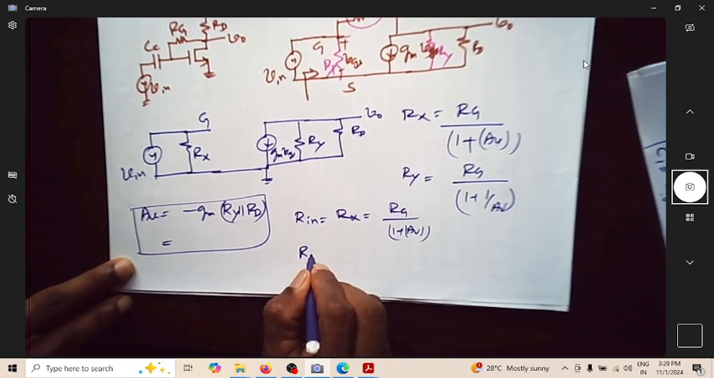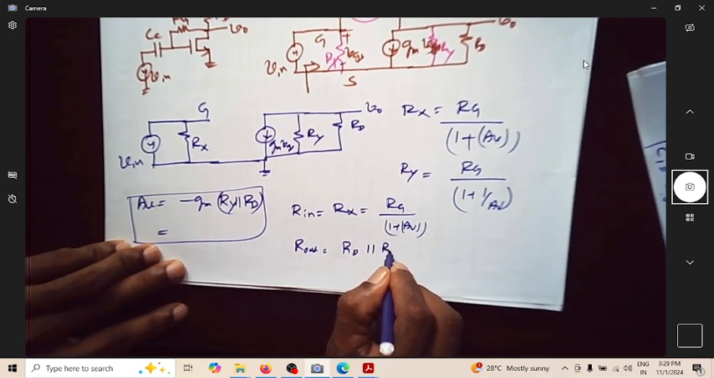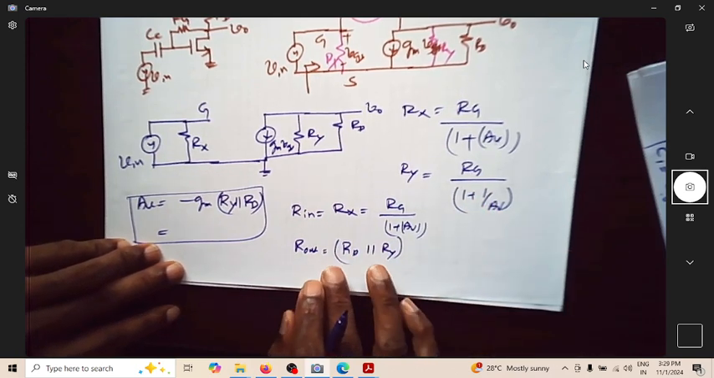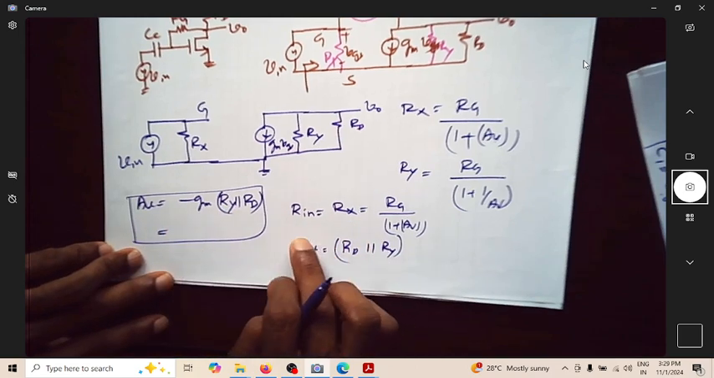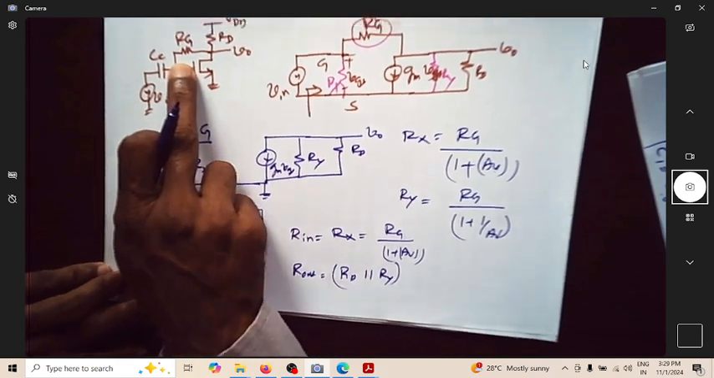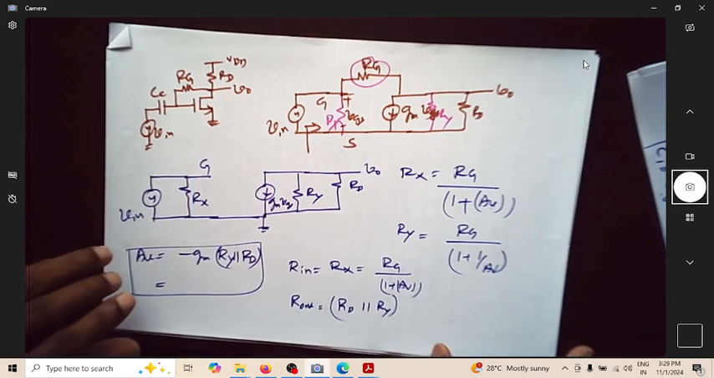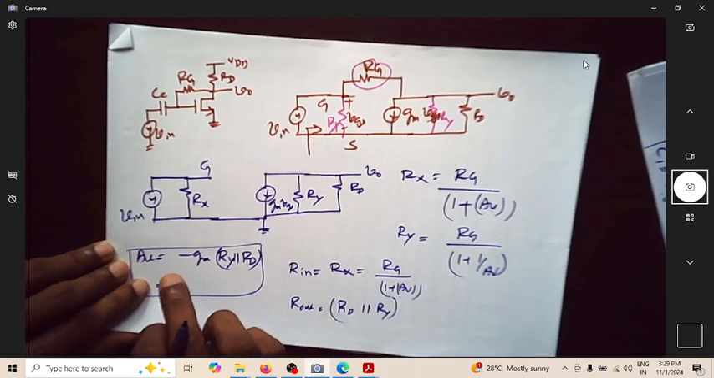What is Rout? Rout is actually Rd in parallel with Ry, where Ry is Rg divided by 1 plus 1 over AV. So this is the input impedance, output impedance and gain of the amplifier if you have a resistor Rg between gate and drain. We'll solve a few problems on this so that you can quantify the value of the gain of this amplifier and all that. This is about the input and output impedance of the amplifier.